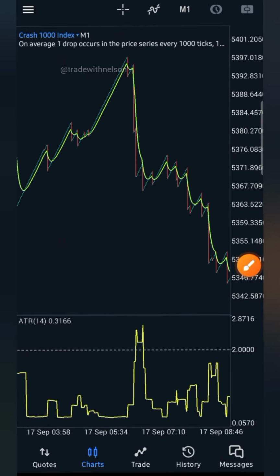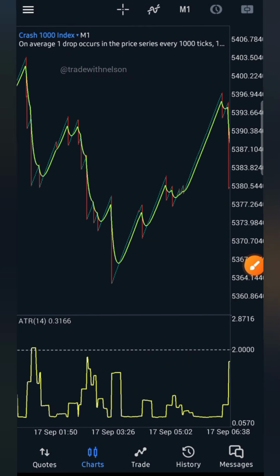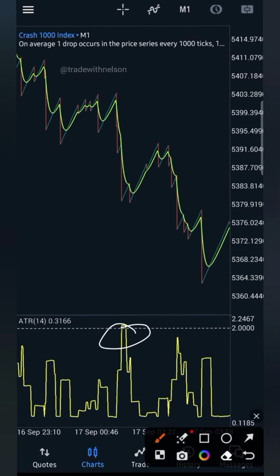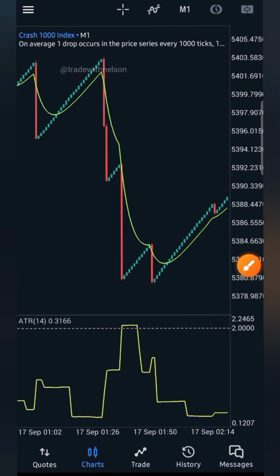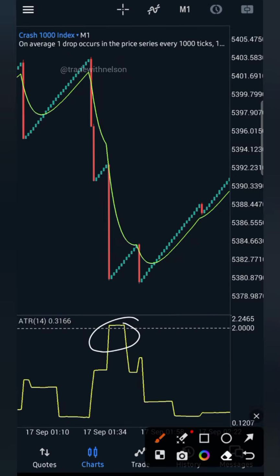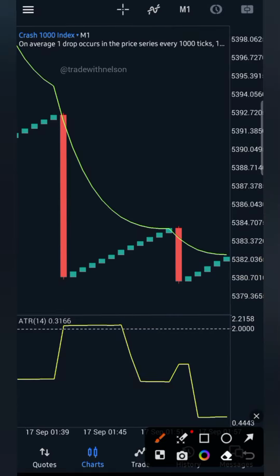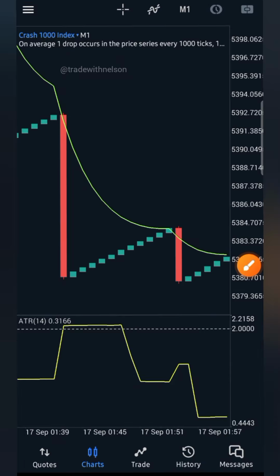So let's go back. Let's zoom in completely. You want to wait for a spike to the downside that will push this ATR into the 2 level. We have another one around this point. Let me zoom in gently. You can see over here, you have a spike. This spike pushes this ATR into the 2 level. So you want to wait for it to generate one candle above this moving average.